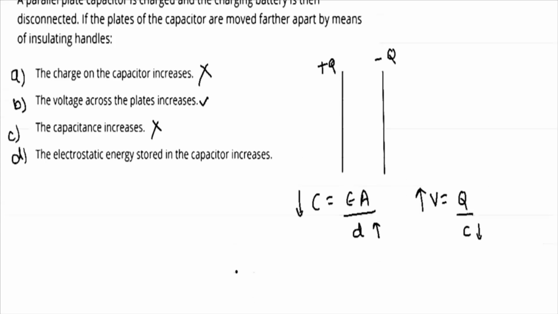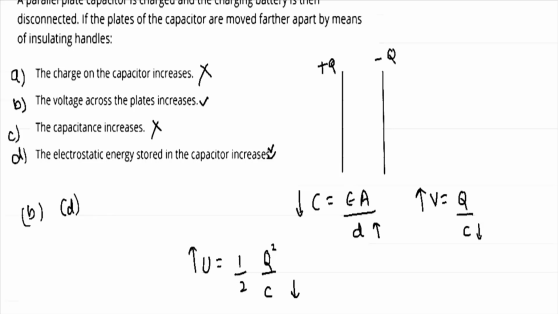Now, electrostatic energy stored in the capacitor increases. We need to find this. How is electrostatic energy written? It is written as U equals 1 divided by 2, Q square divided by C. Now, if C is decreasing, this factor is increasing, so U is inversely proportional to C because Q is constant. So that means U would increase, and this option is also correct. So what are the correct options? B option is the correct option and D option is the correct option in this case. So hope you have understood this explanation.